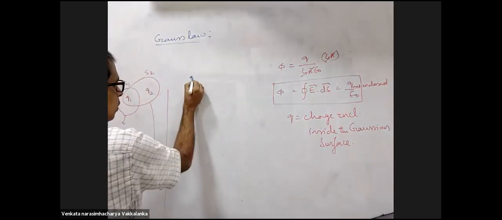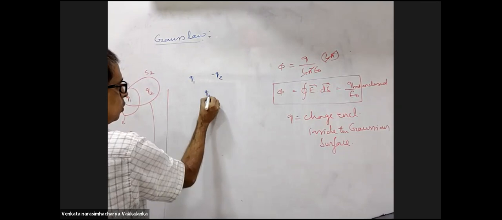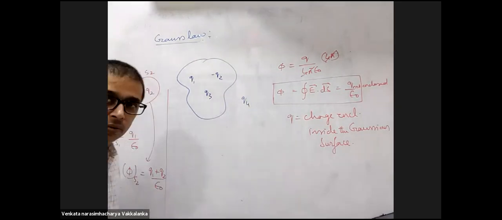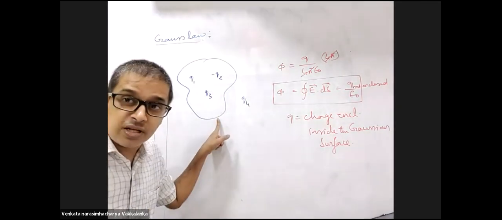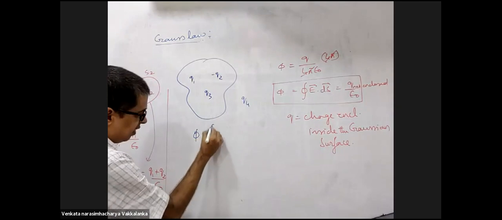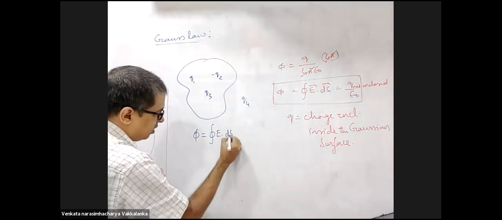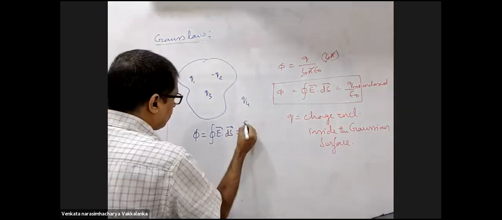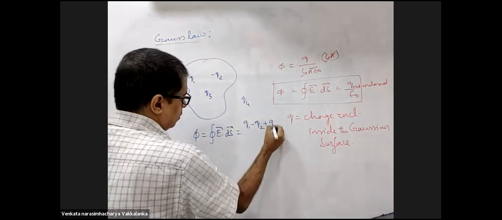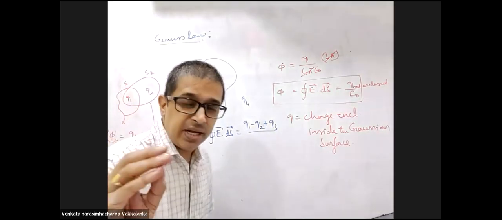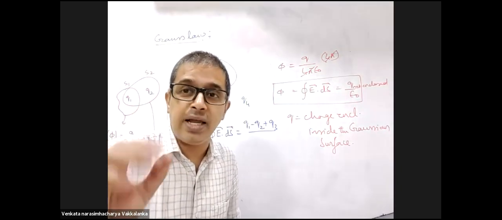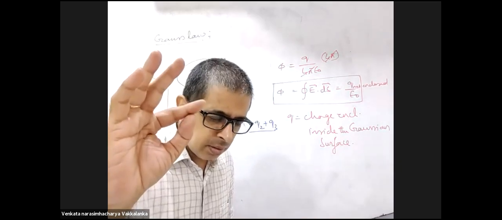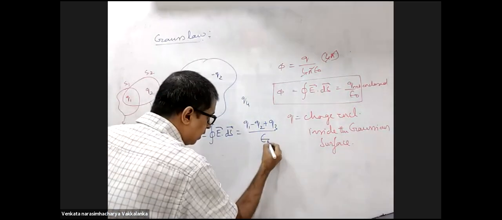Have a look at this. Q1, minus Q2, Q3, and you have a Gaussian surface like this, Q4. What will be the flux through this closed Gaussian surface? Could you tell me how much will be the flux? Q1 minus Q2 plus Q3 by E naught. Repeat 5 times. It is not E naught, it is epsilon naught.